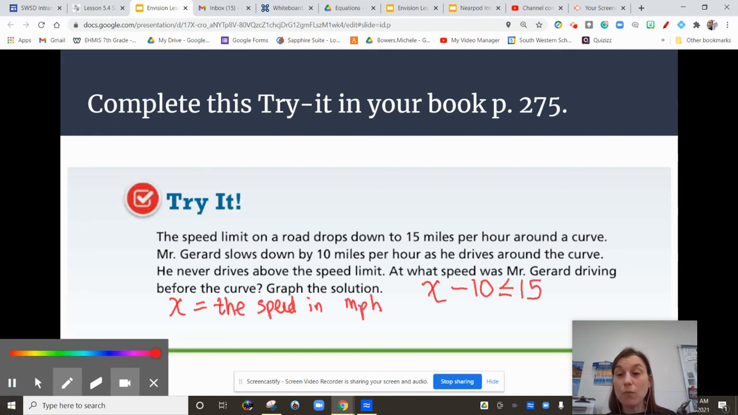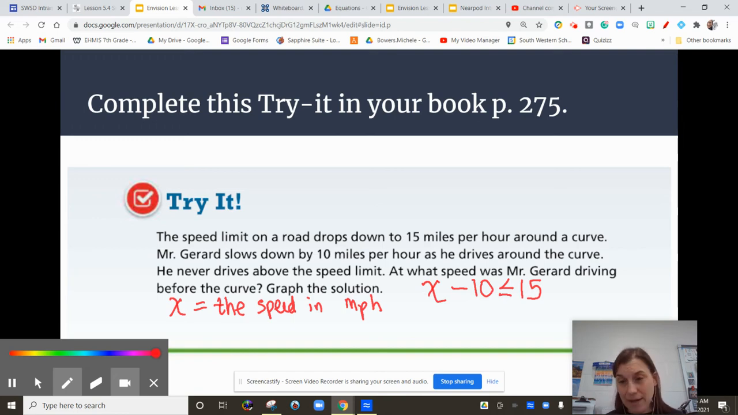Okay, so the speed that he started off at will be x. I use x to represent the speed, in miles per hour. Then he decreases 10, so that's taking away 10 miles per hour. The end result is not going to be more than 15. So 15 is the most it could be. So that's why it's less than or equal to 15.